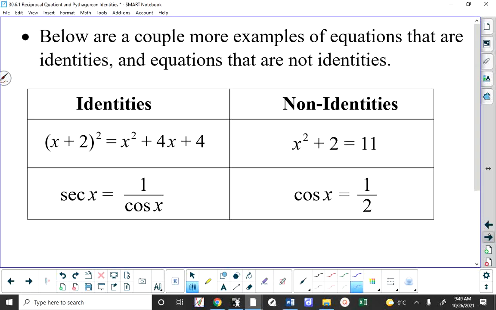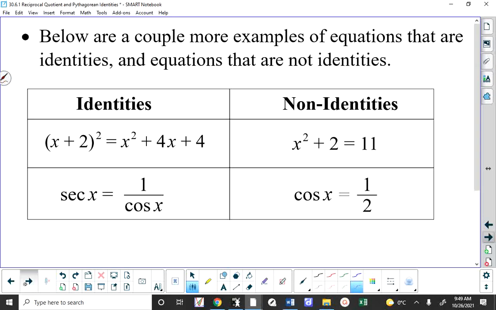Is x squared plus 2 always equal to 11? Well, it's equal to 11 when x is 3. Run that around in your head. When x is 3, x squared plus 2 is 11, yes? When x is negative 3, it's 11, yes? What about when x is 1? No. So it's not an identity. Cosine of x equals a half in certain places, when x is 60 degrees, but not when x is 58 degrees.